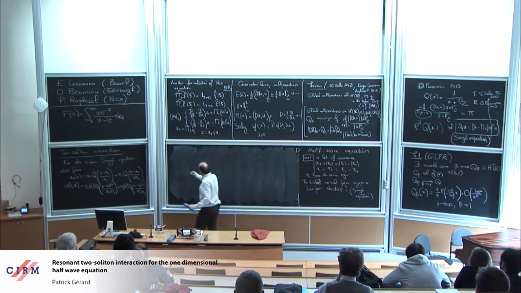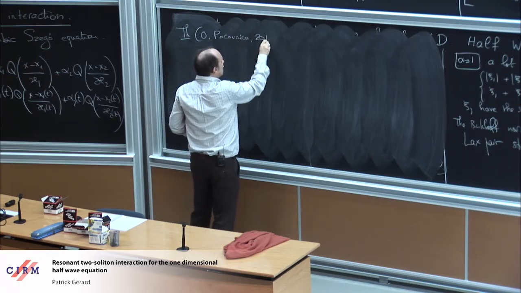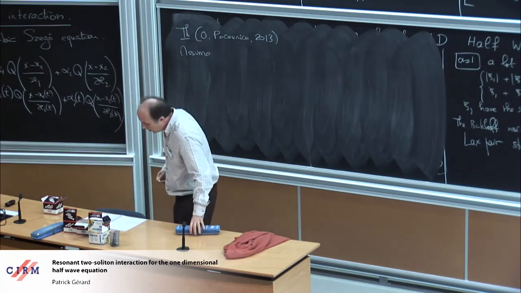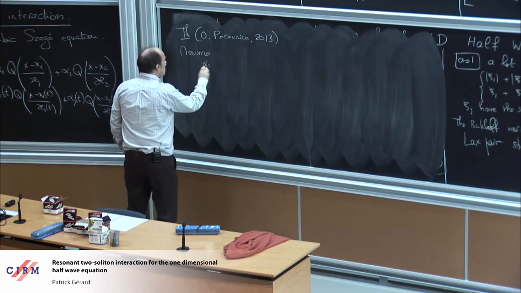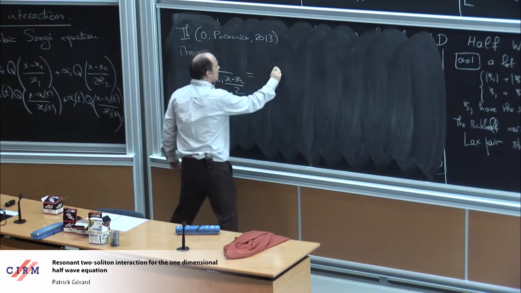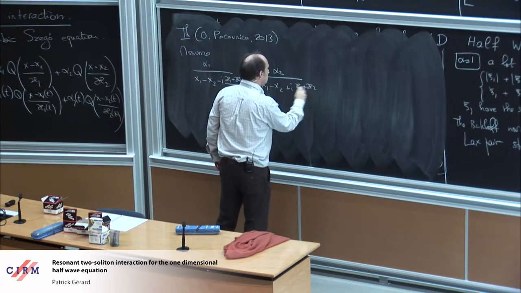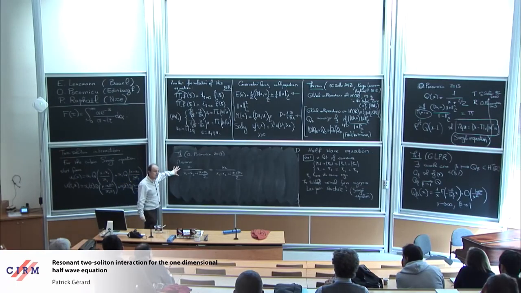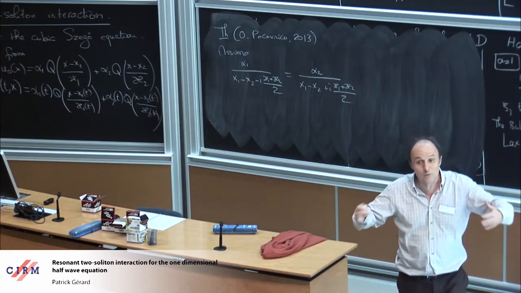The theorem by Oana tells you that, assume we have the following condition. This is an invariant condition on our coefficients, and this is alpha 1 divided by x1 minus x2 minus I kappa 1 plus kappa 2 over 2 equals alpha 2 divided by x1 minus x2 plus I kappa 1 plus kappa 2 over 2. Okay? So I assume I have this. You can check that this condition, if it's satisfied at t equals 0, is satisfied for all time for the solution of the ODE, first.